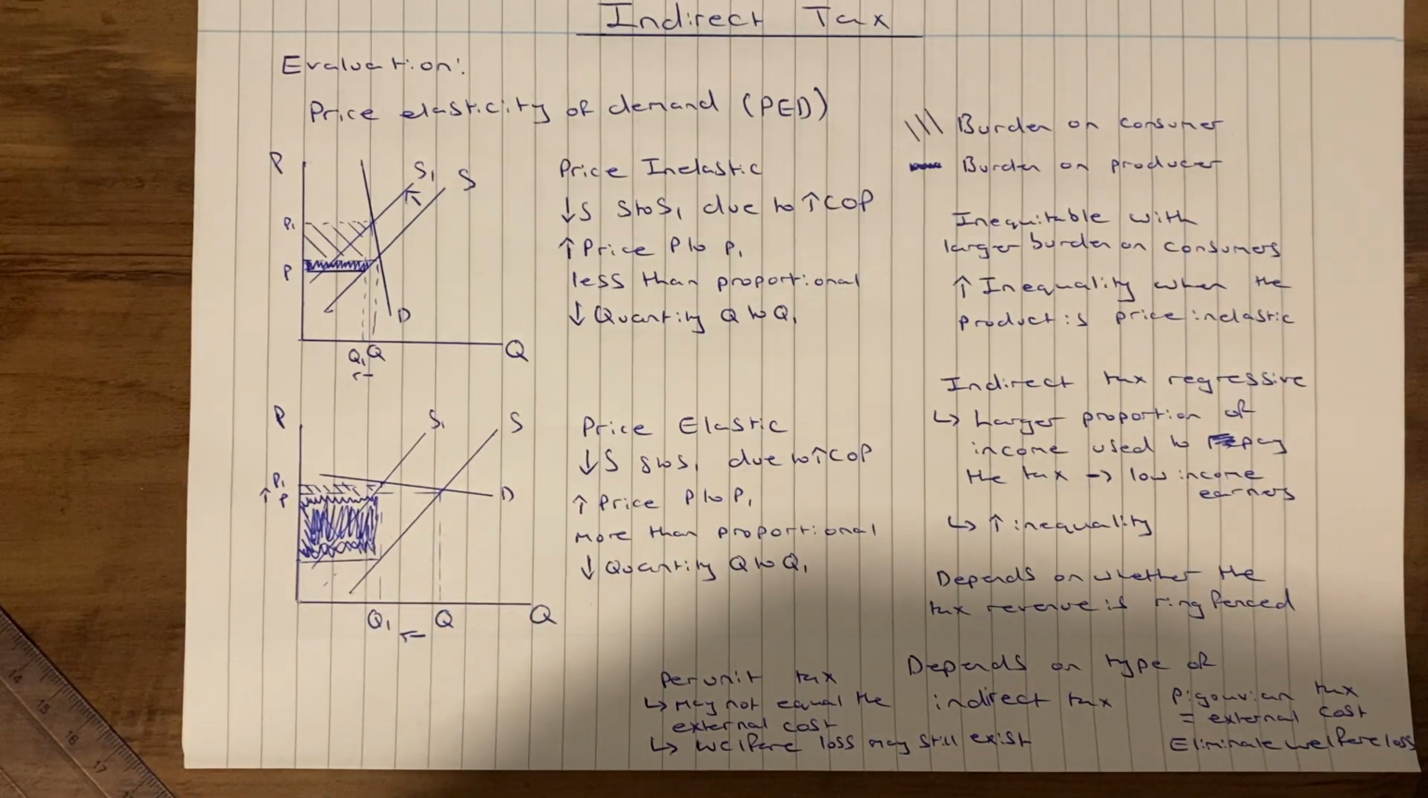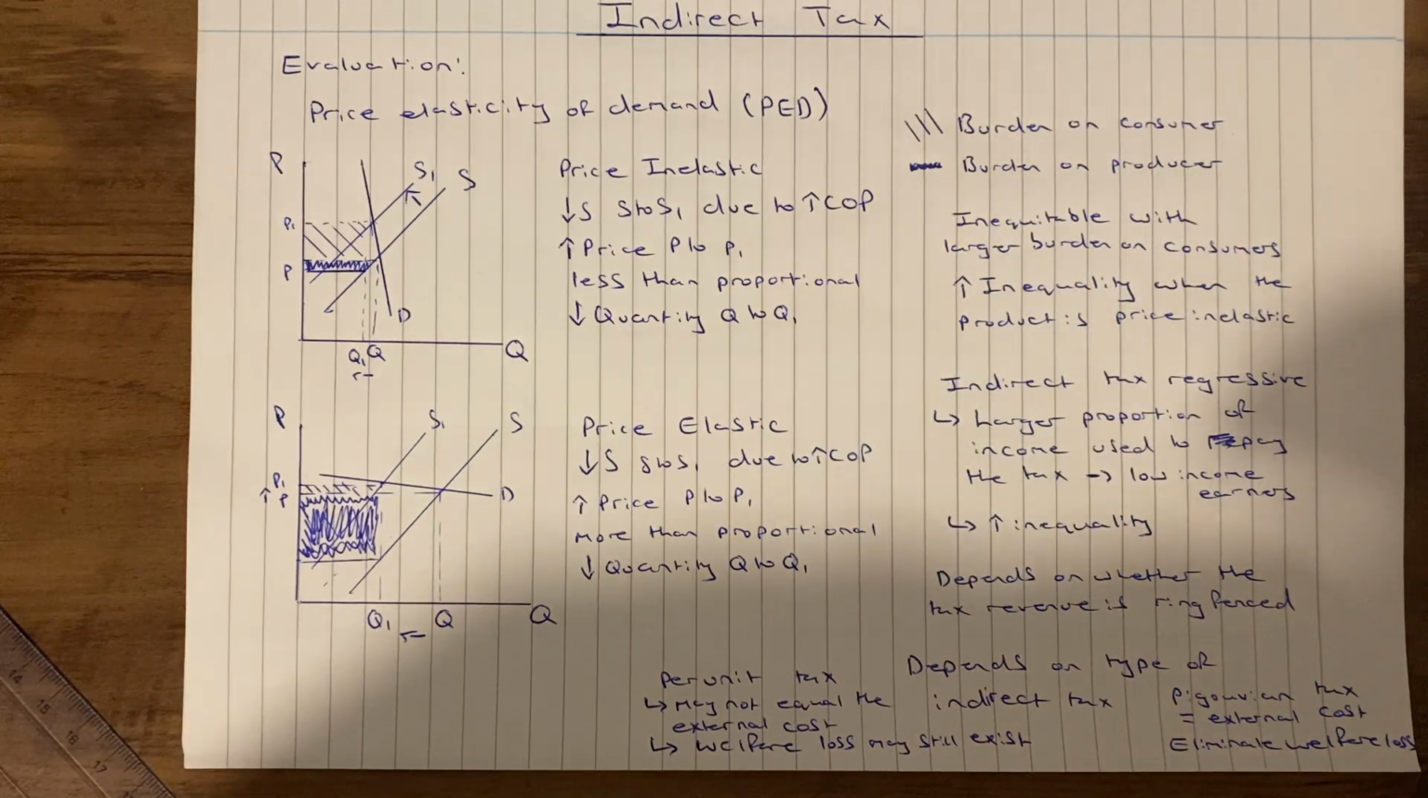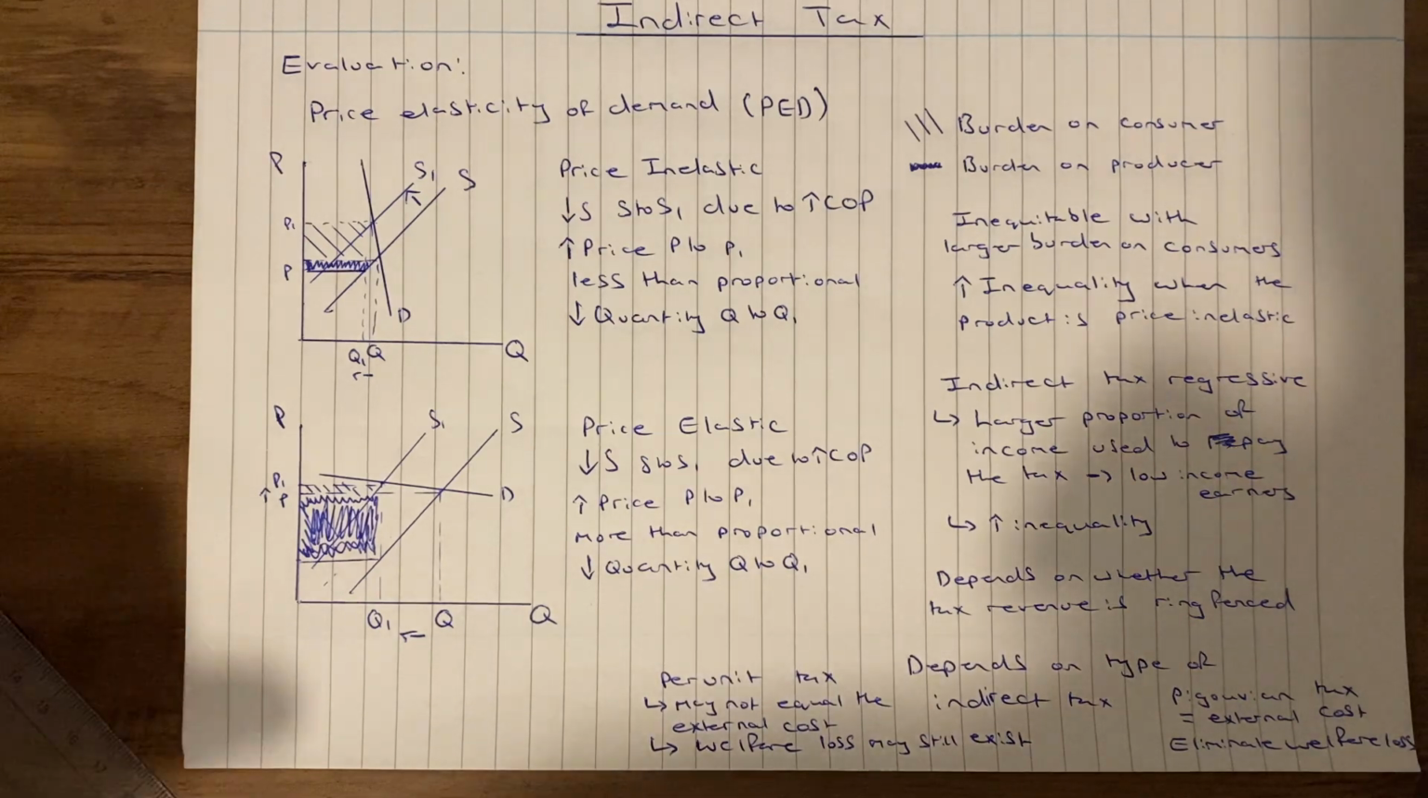If it isn't the case that it's used, for example, on information provision to reduce the demand of a particular good, then it's going to be less effective in correcting the market failure and reducing the quantity and raising the price. And you may also wish to consider the type of tax, Pigouvian tax being the ideal tax, because it would eliminate the welfare loss because the tax is equal to the external cost, whereas a per unit tax may not equal the external cost and the welfare loss may still exist.